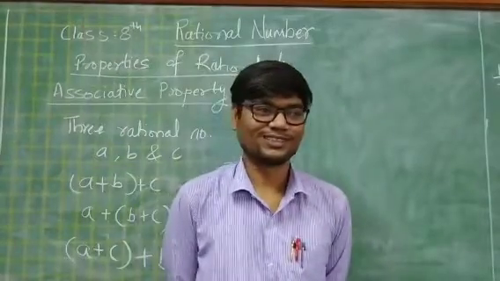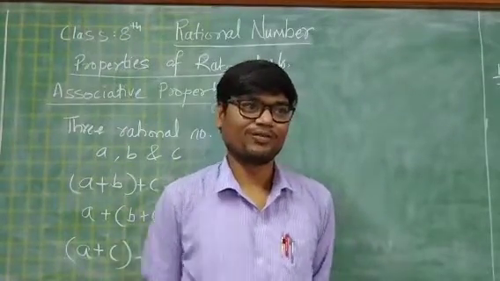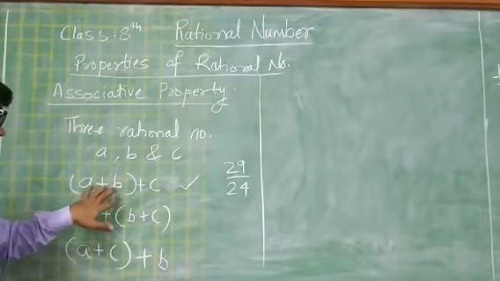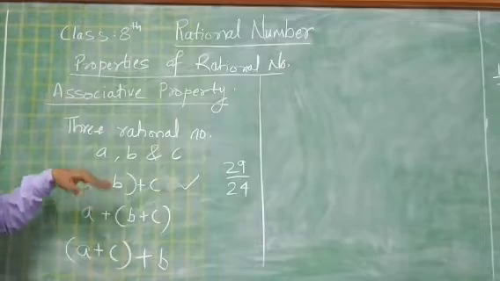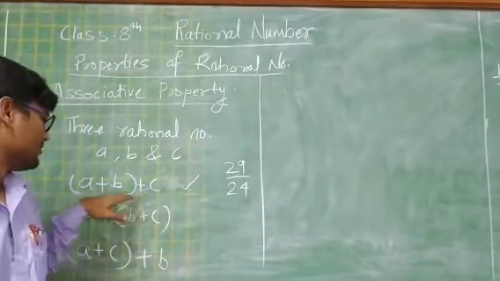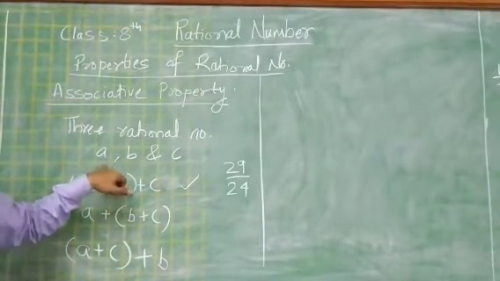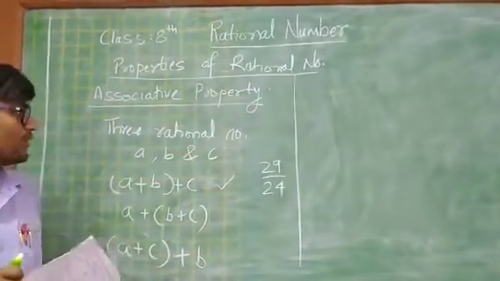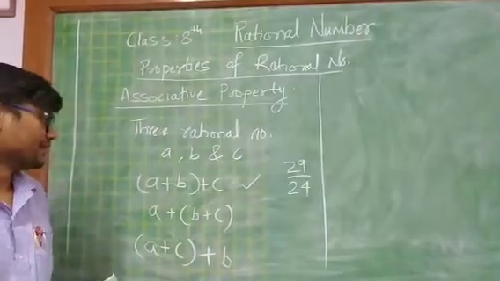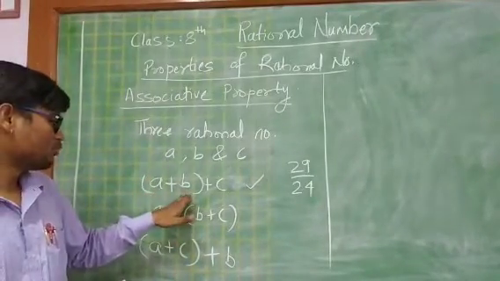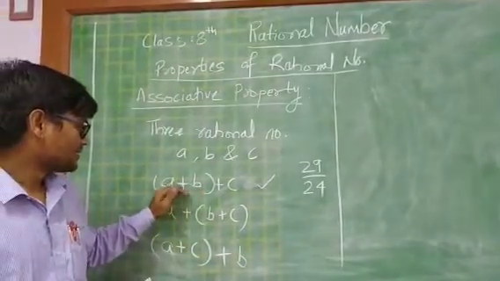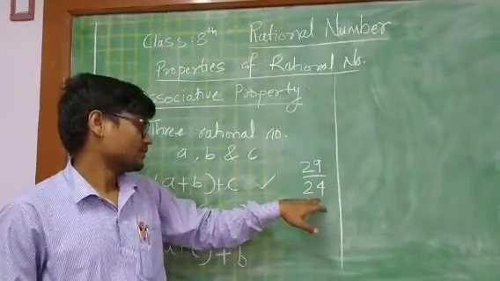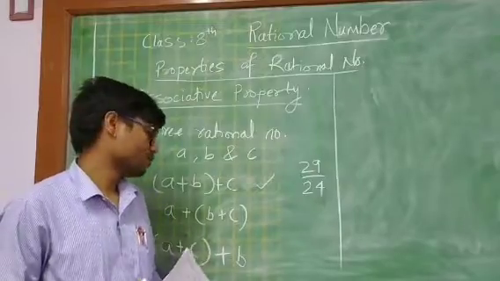Good morning, students. So yesterday we verified the first way of adding three rational numbers, and we found that when we add three rational numbers a, b, c, where a was 1 by 2, b was 2 by 6 and c was 3 by 8, when we added a and b together and then the sum of a and b was added to c, we found that the result is 29 by 24.